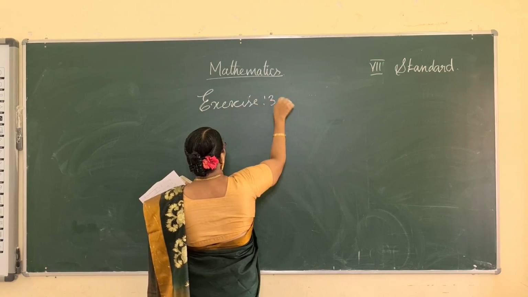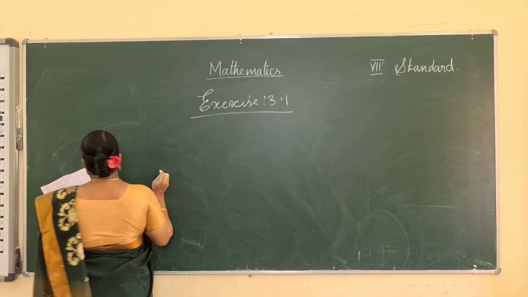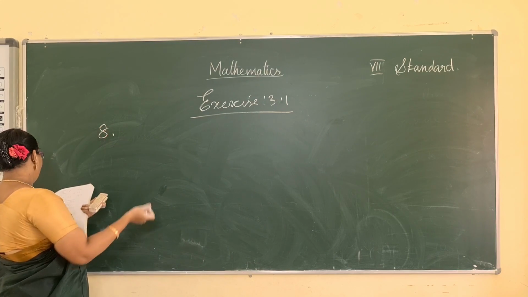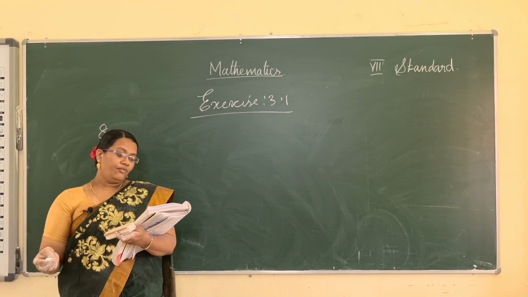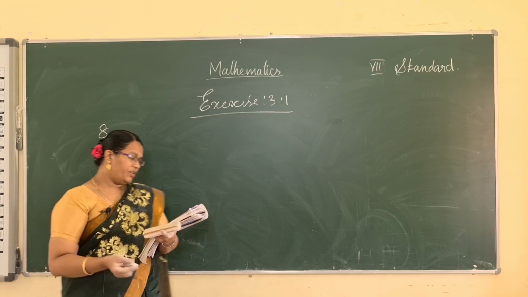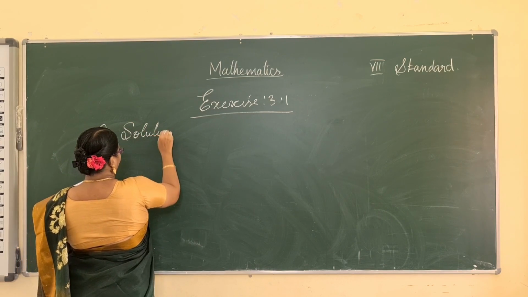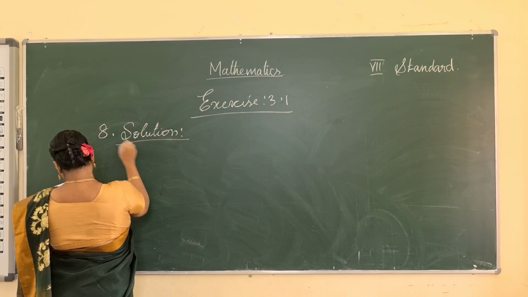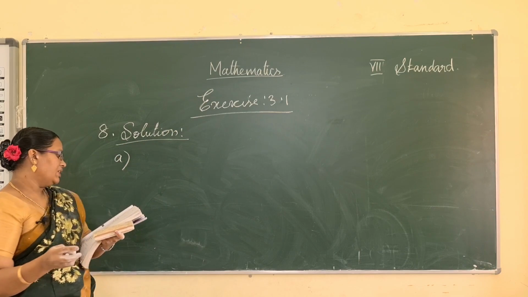Exercise 3.1. We have already completed the 7 problems. Now see the 8th problem. Write the first 4 of the following. Equivalent ratios are given. Find the value of W. That is the meaning.